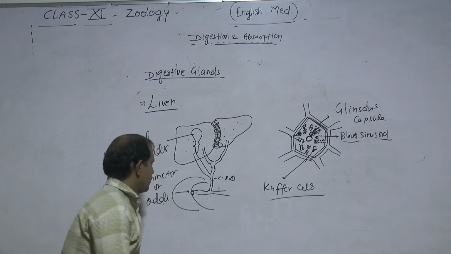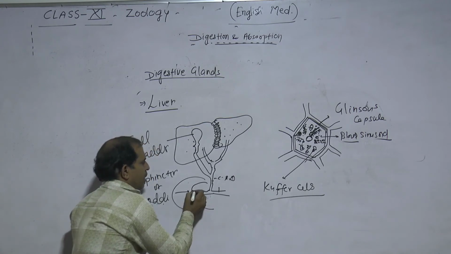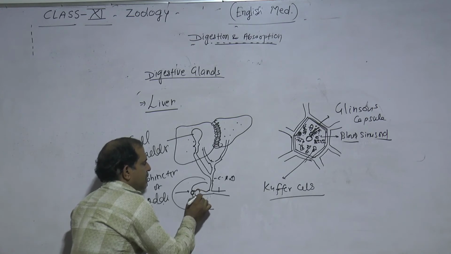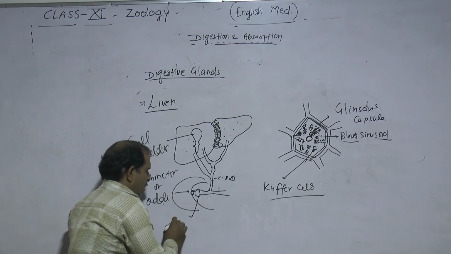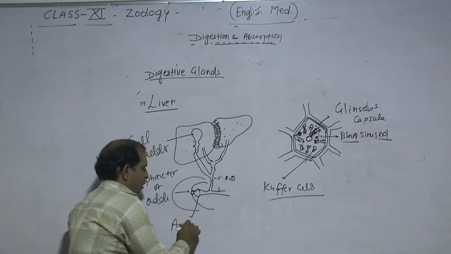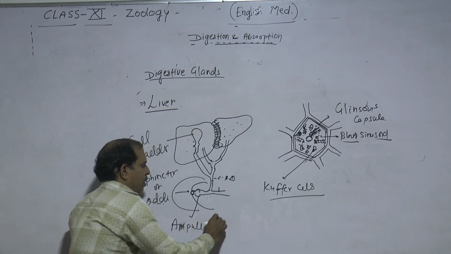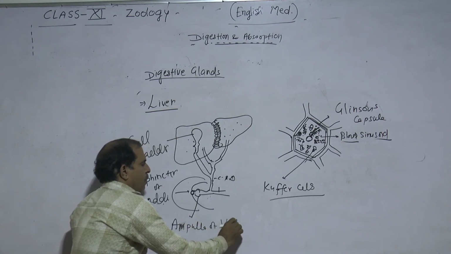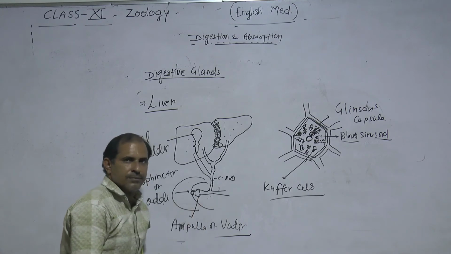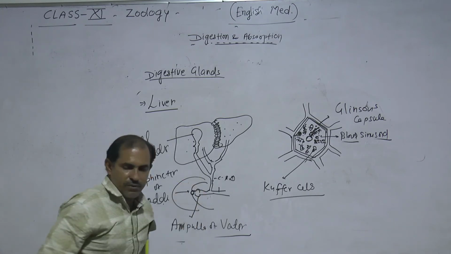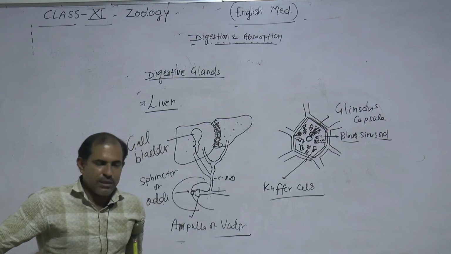And before the sphincter of Oddi, a larger space, or larger ampulla, is present. This ampulla is called the ampulla of Vater. Now this is the structure of the liver and its ducts.